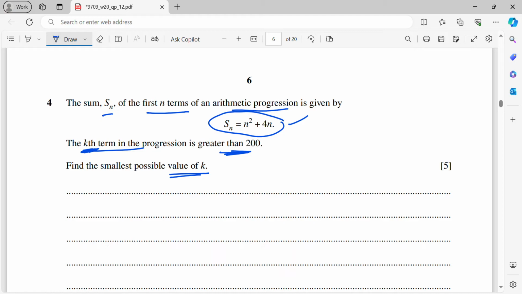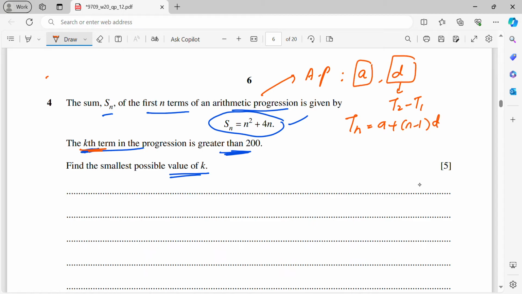So basically from here I can just find out what is my a and d. For an arithmetic progression, the first term is a, then the common difference is d, which is basically the second term minus the first term. Then the nth term Tn is a plus n minus 1 d. That's why I need to find out my a and d first so that you can find the k.